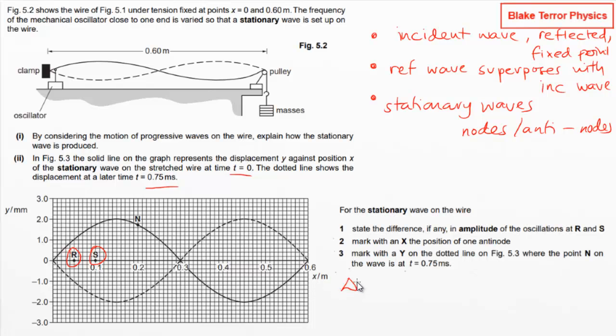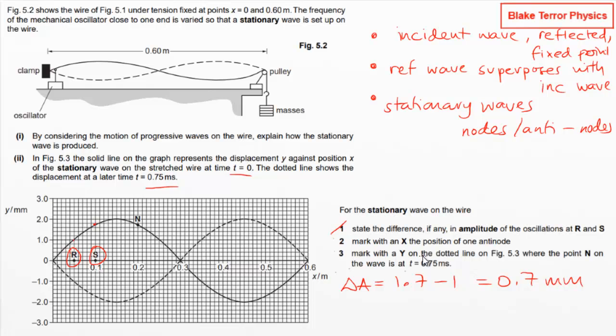So the difference in amplitude is going to be, well, S has got an amplitude of whatever that is. What's that, about 1.7? This is all in millimeters. And then R, well, that's easier. That's just going up to 1. So the difference is 0.7 millimeters.